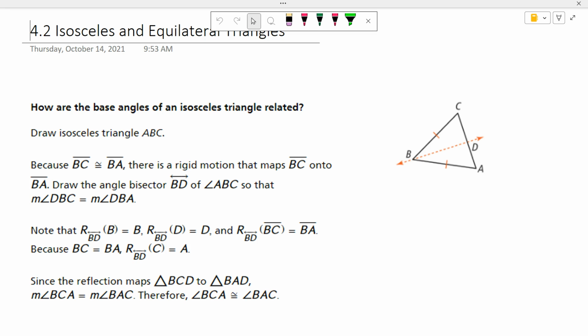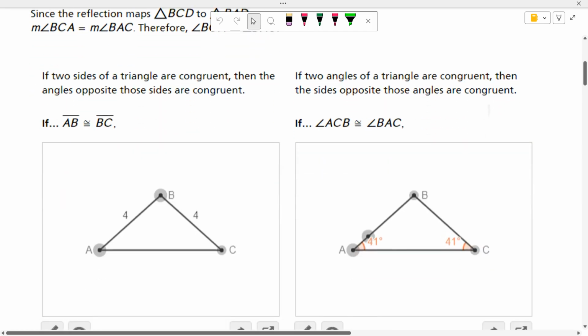2, okay? Now, the actual definition says 2 or more, but we call isosceles 2 congruent sides and equilateral 3 congruent sides. So, the base angles are the angles opposite the 2 congruent sides. So, C and A would be the base angles. How are they related? Well, if we do a line of reflection here and we fold them over the top of each other, what would you say about angles C and A? They would be congruent. They would be the same as each other. Okay? So that's what happens.